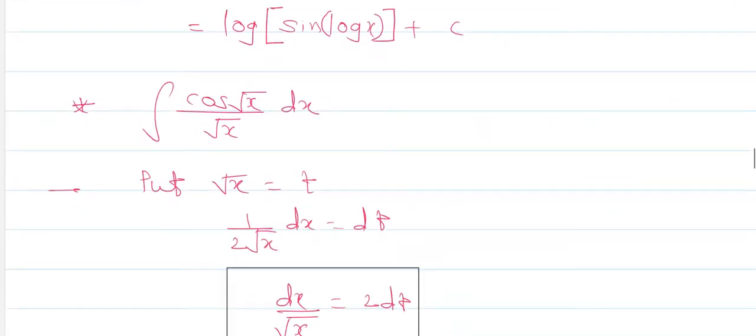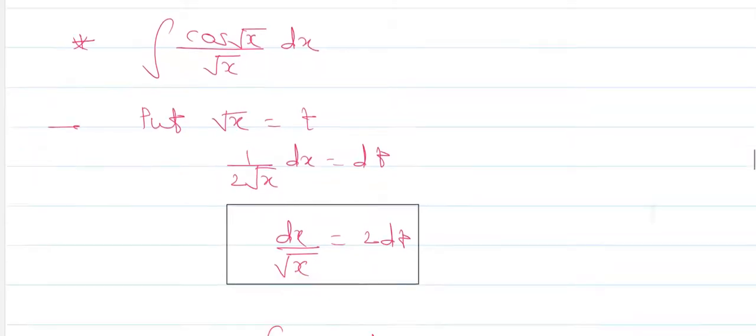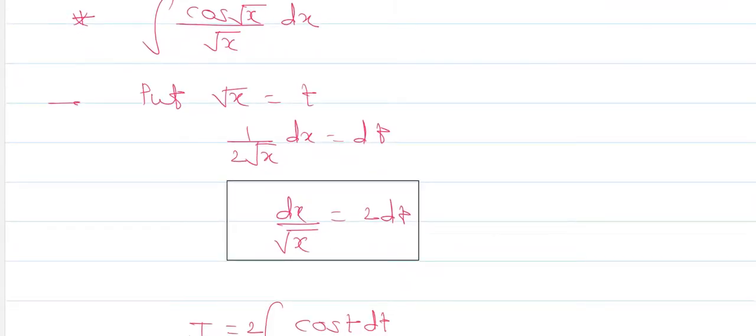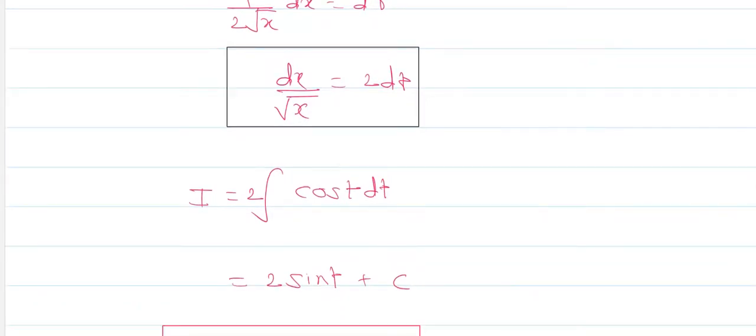Now the next example is the integral of cot of root x upon root x. I will say that this is a function and its derivative is present here also. You will say that the 2 is not there, but we can adjust that 2. Now put root x equal to t. What is the derivative of root x? That is 1 upon 2 root x into dx equal to dt. Now we require dx upon root x, whose value is 2 dt. Therefore we substitute here 2 dt.